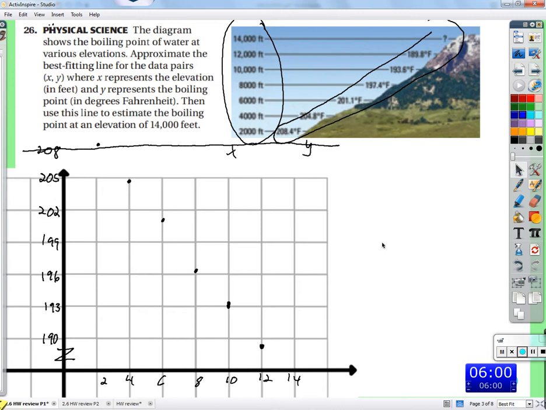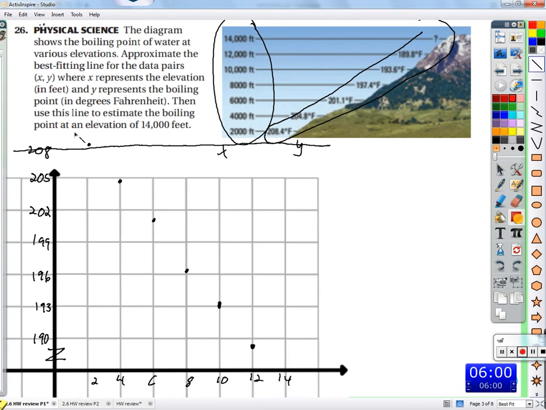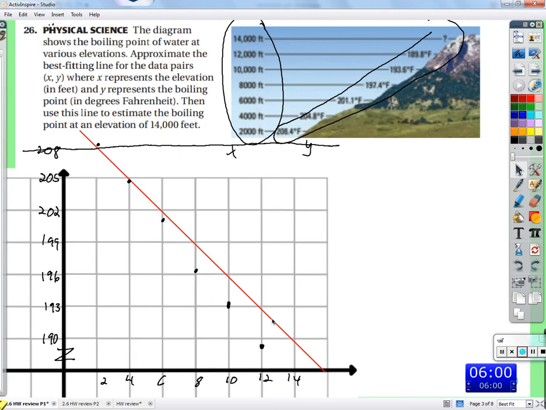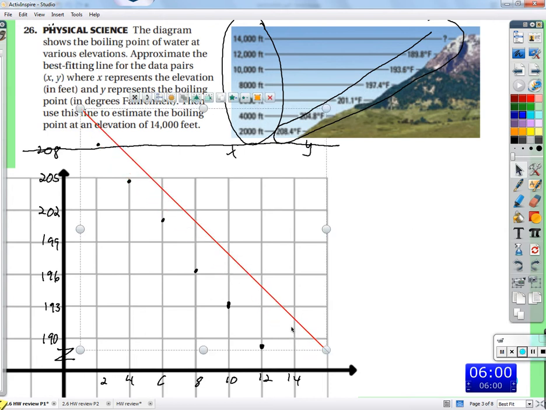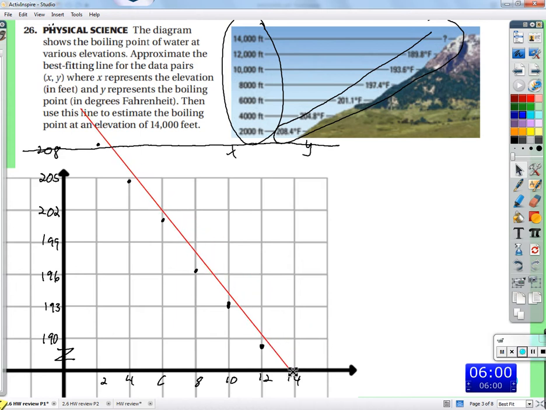And then we are making a prediction with our line of best fit of what the boiling temperature would be at 14,000 feet. How's that line? It should be a bit steeper. They're all below, so this should go more through the middle of the data. How's that? Good. Yeah, that's pretty good.